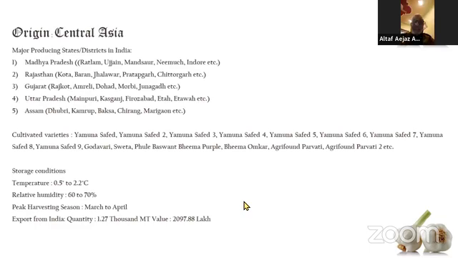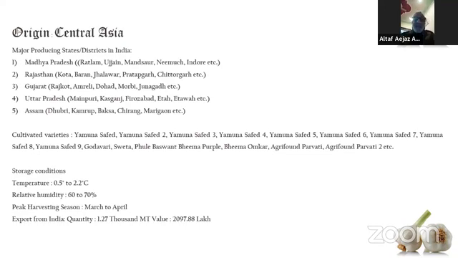What are the various districts? In Madhya Pradesh, it is Ratlam, Ujjain, Mandsaur, Neemuch, Indore, etc. In Rajasthan, Kota, Baran, Jhalawar, Pratapgarh, and Chittorgarh. In Gujarat, Rajkot, Amreli, Dahod, Morbi, Junagadh. In Uttar Pradesh, Mainpuri, Kasganj, Firozabad, Etawah. And in Assam, Dhubri, Kamrup, Baksa, Chirang, Morigaon.